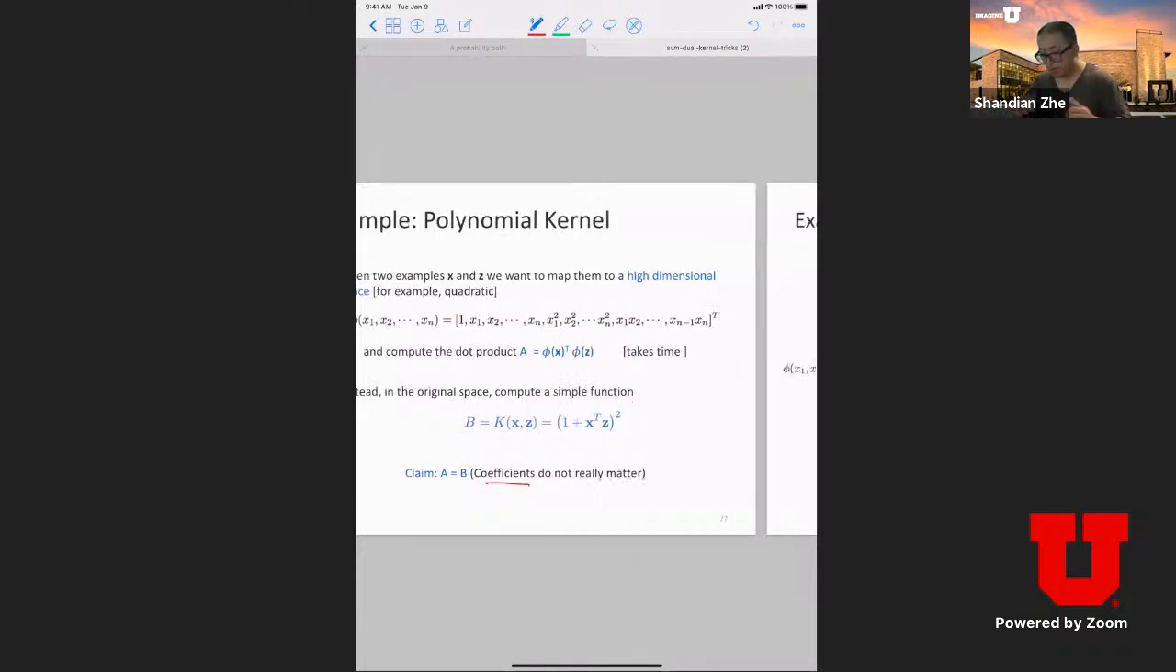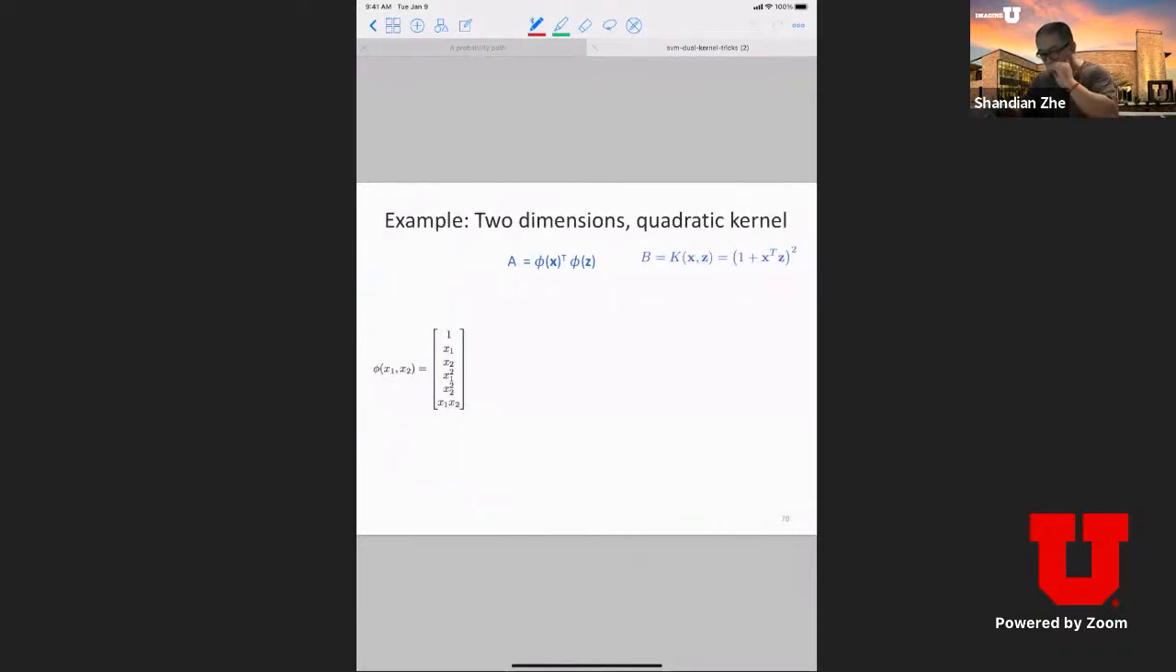Okay, great. So now let us check. For convenience, we just assume the original feature space is just two-dimensional. So we have two features, x1, x2, and when we map them to the quadratic feature space, we have degree 0 term 1, degree 1 terms x1, x2, and degree 2 terms x1 square, x2 square, and x1 x2. So we see that there are in total 6 dimensions.